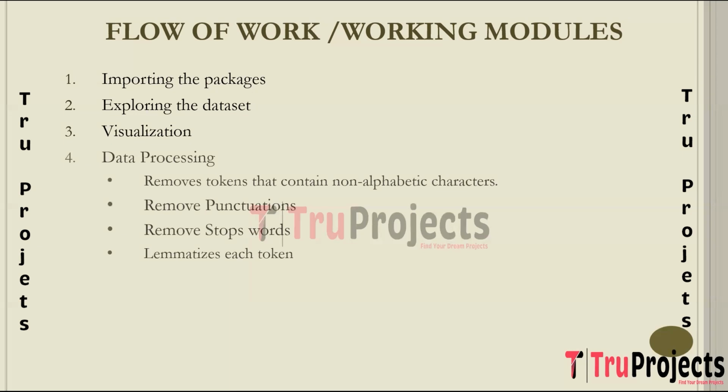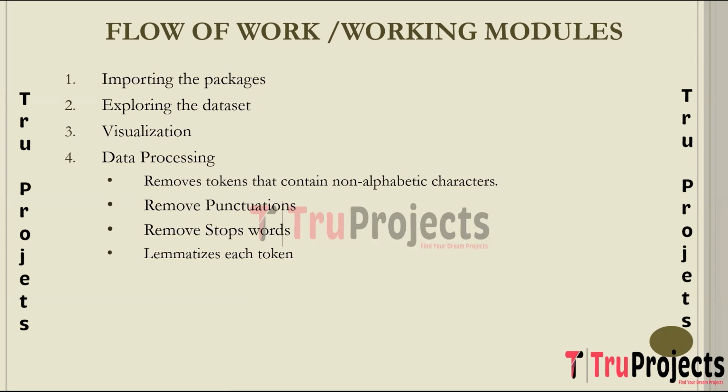The next step is data processing. Here we have removed tokens that contain non-alphabetic characters. This step involves filtering out the tokens, that is words in the text data, that contain non-alphabetic characters, as they may not be relevant for analysis. We also removed punctuations. Punctuation marks such as commas and exclamation marks are removed from the text data to focus solely on the word's content.